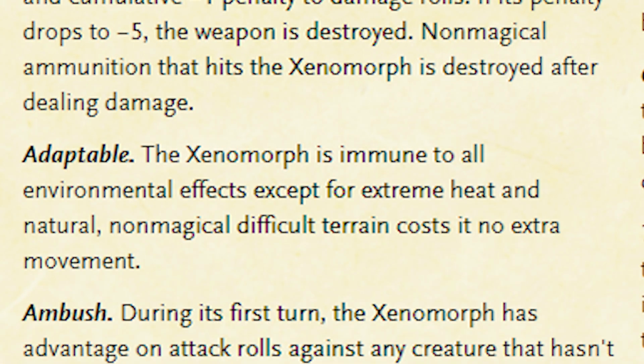Adaptable makes the Xenomorph immune to all environmental effects except for extreme heat. This means it can survive without issue in almost any environment. Coastal, forest, swamp, underground, urban, all of them are habitable. The trait also makes the Xenomorph immune to the speed reduction of natural, non-magical difficult terrain.